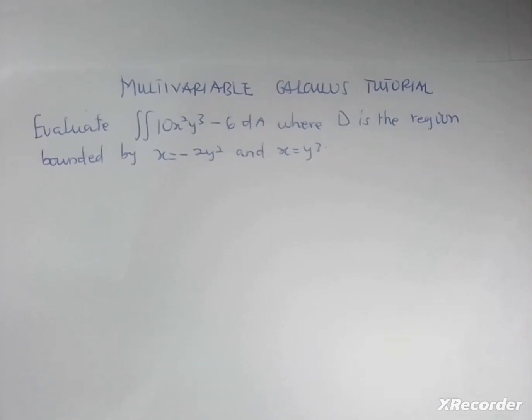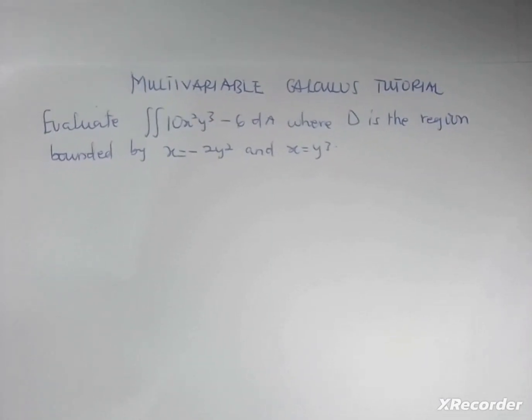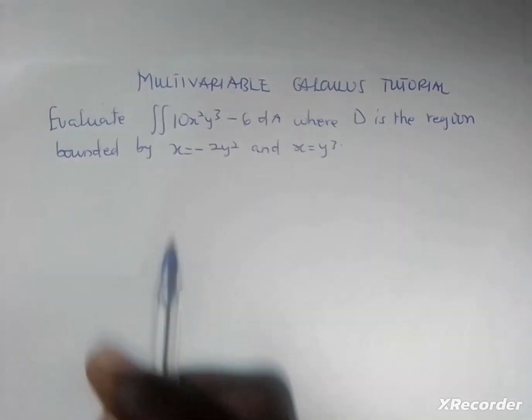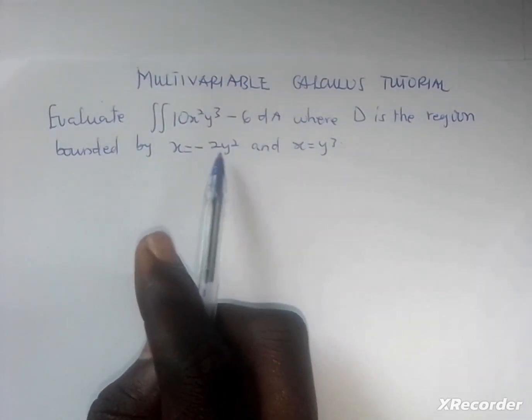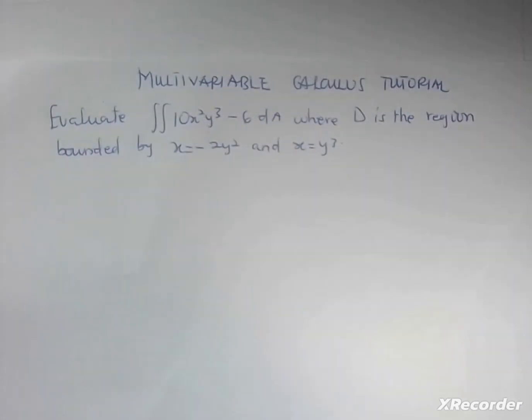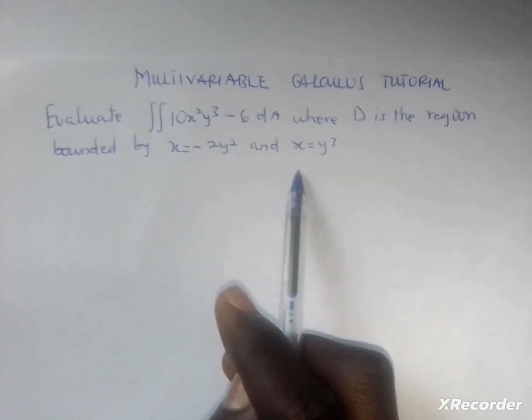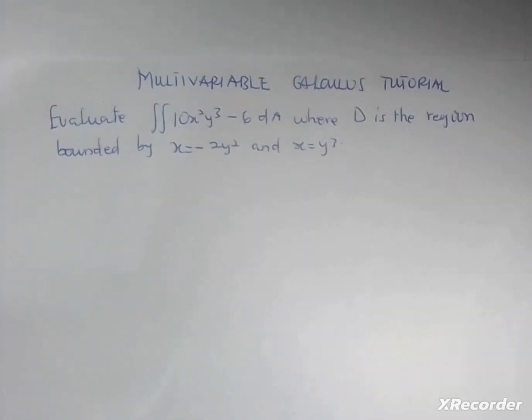Hello viewers, welcome back to another section of my multivariable tutorial. In this video we are going to solve a double integral over a general region problem. I have my function 10x squared y cubed minus 6. I'm finding a double integral over a region bounded by x equals negative 2y squared and x equals y cubed. Watch this video to the end so that you understand every part of it.